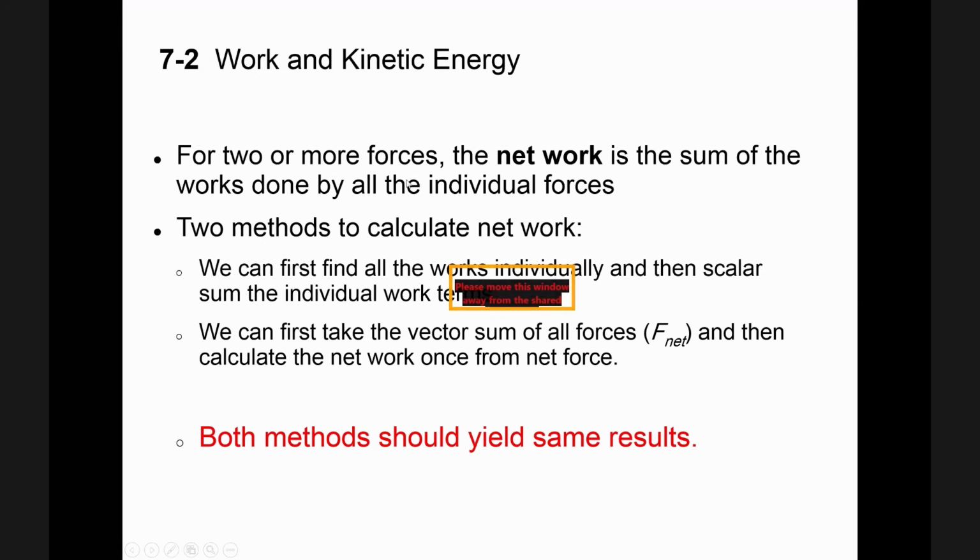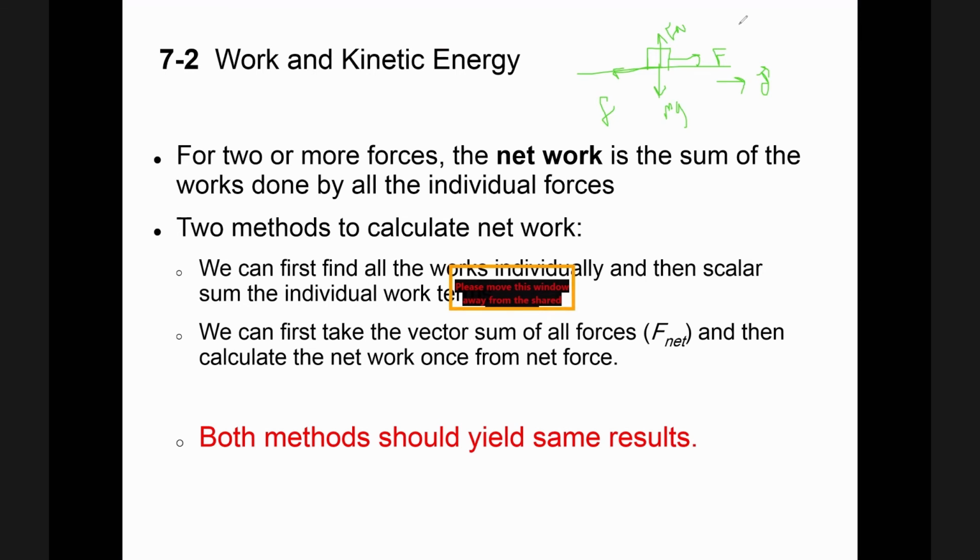Now, for two or more forces, the net work is the sum of the work done by all individual forces. Let me give you an example of this statement. Imagine now I have a block and someone here pushes with this force. Of course the displacement is to the right, so this force will do positive work. Of course I have the weight force here. Here I have a normal force. And here I have the friction force.